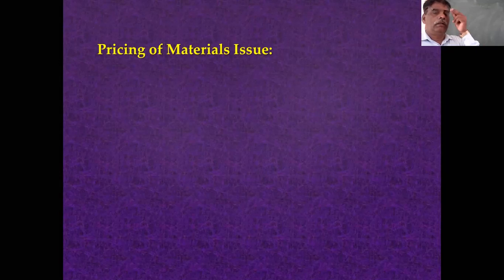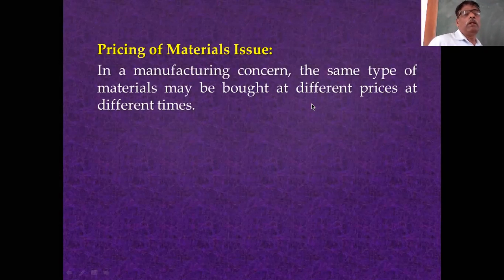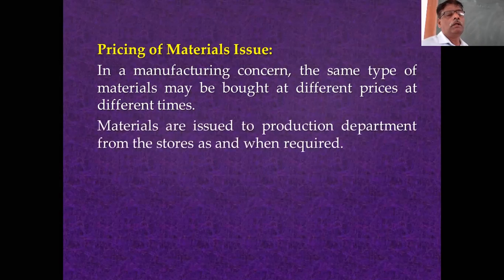Therefore, for that, the pricing of material issue comes. In a manufacturing concern, the same type of material may be bought at different prices at different times. The price may be different because of changing prices. The material has different prices.